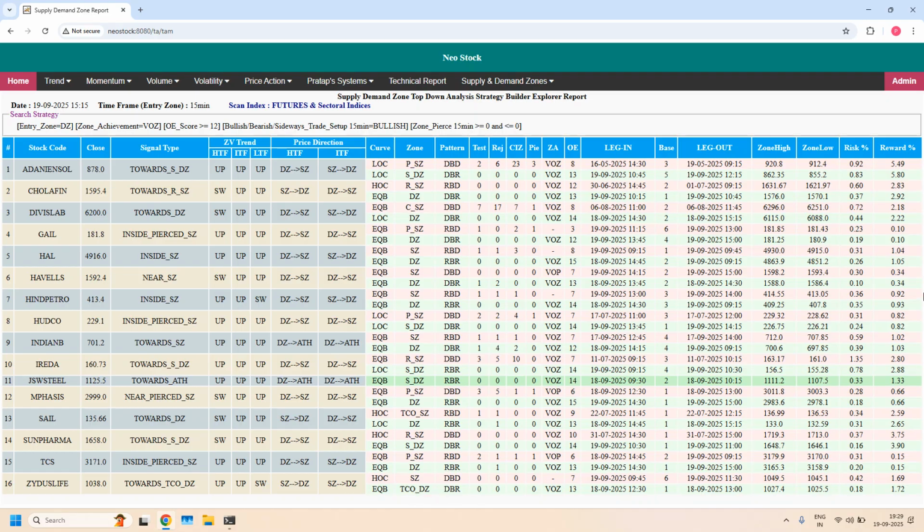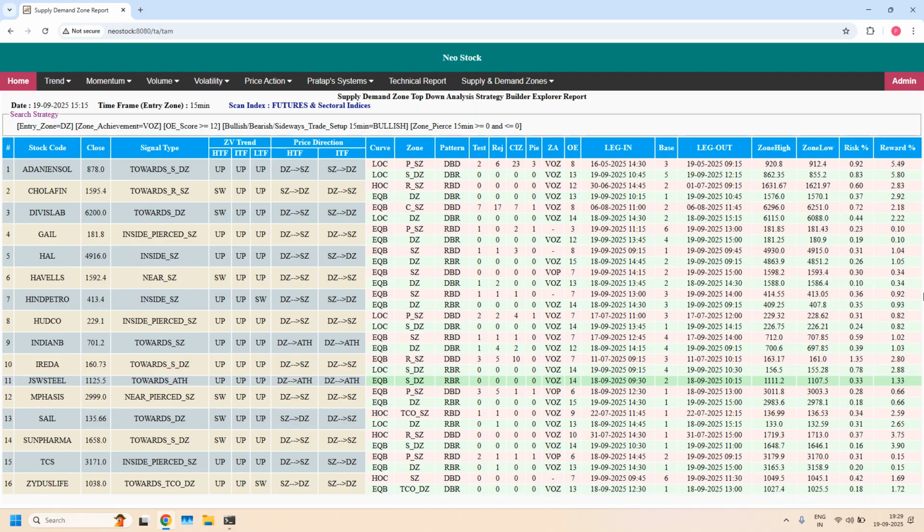All entry time frame zones are 15 minutes demand zones. Out of these 16 15-minute demand zones, how many have a higher probability of success? That we can filter based on different zone confluence and EMA confluence strategies that we learned in lesson 27.